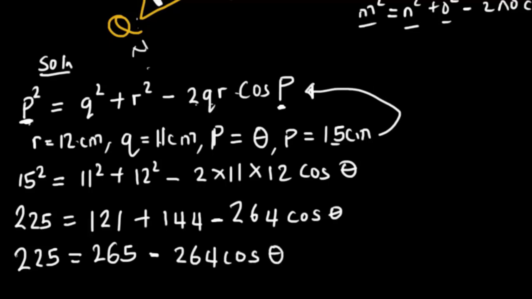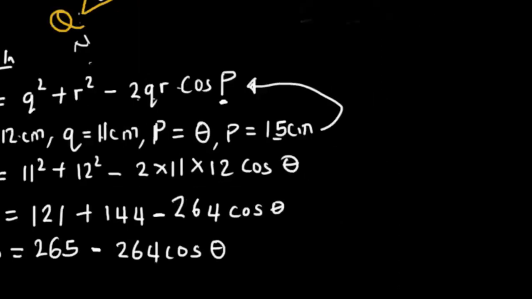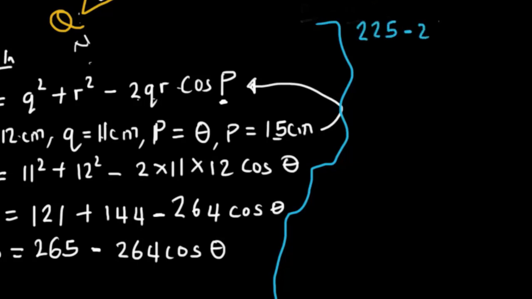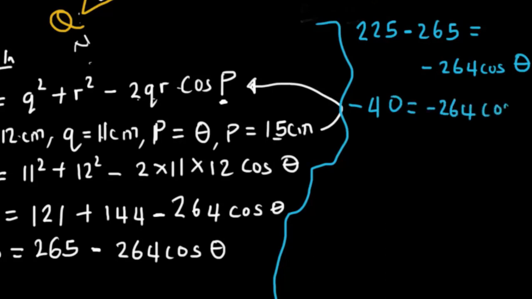Do you understand this to this stage? Let's solve the remaining somewhere up. So 265 will go and meet 225 because they are both numbers. It's like we are collecting like terms. So we have 225 minus 265 equals minus 264 cos theta. 225 minus 265 will give me minus 40. So I have minus 40 equals minus 264 cos theta.